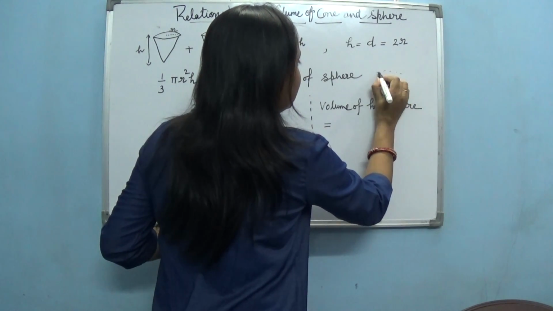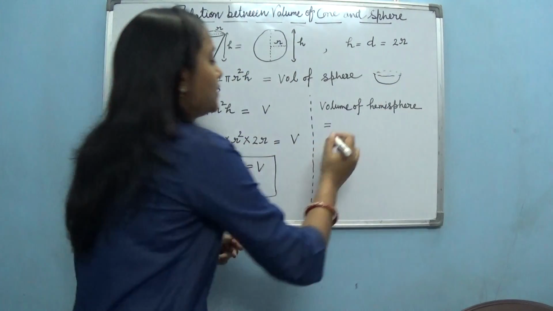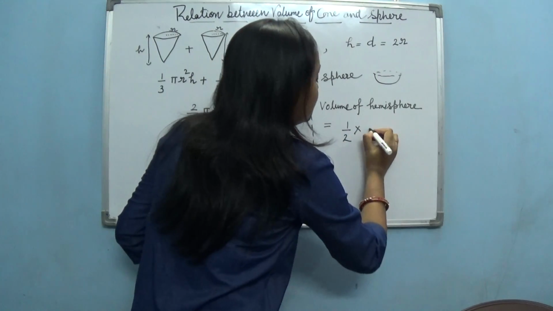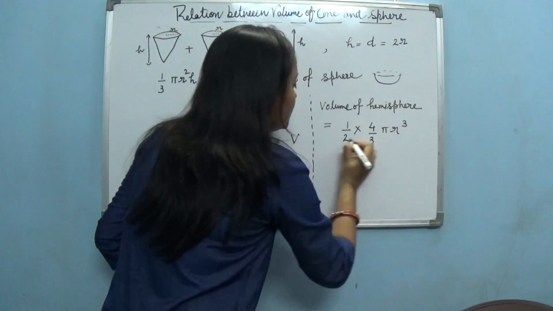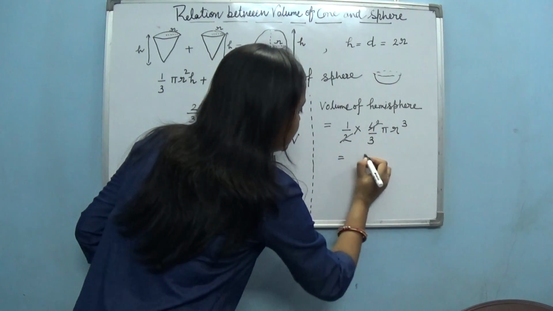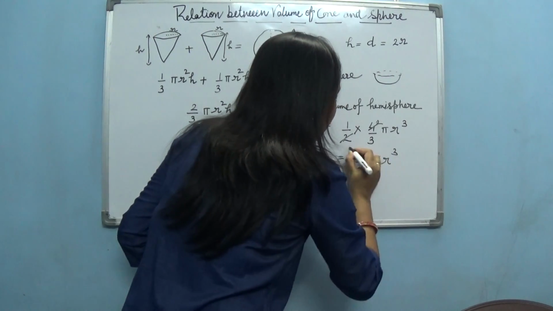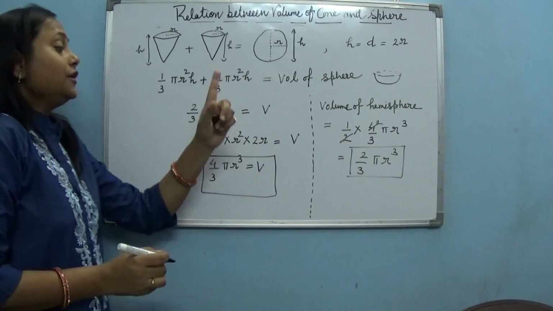Hemisphere, all of you know that. What is the shape of a hemisphere? Then it will be half of the volume of sphere. Volume of sphere is 4 upon 3 pi r cube. Then what? 2 upon 3 pi r cube. This is the formula of volume of hemisphere, and this is the formula of volume of sphere.